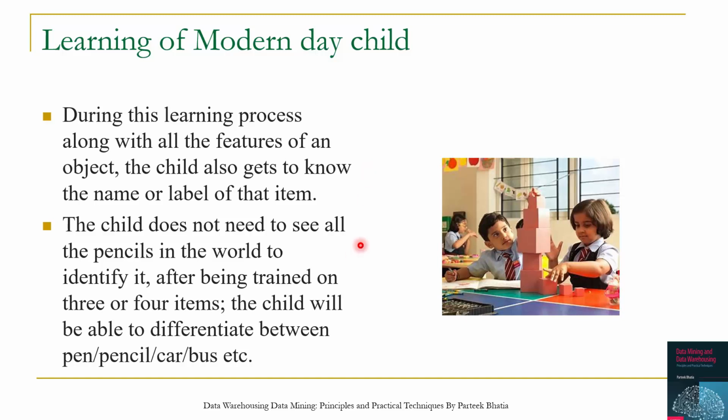It is further important to note that the child does not need to see all the pencils in the world to identify one, and after being trained on 3 or 4 items, the child will be able to differentiate between pen, pencil, car, bus, etc. We wish to achieve the same objective with machine learning. Instead of showing all possible instances for a particular case, we wish that the machine learns from a few instances and is able to identify that object clearly when an unknown instance is shown to our model.